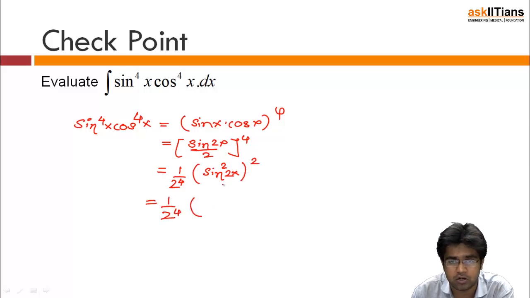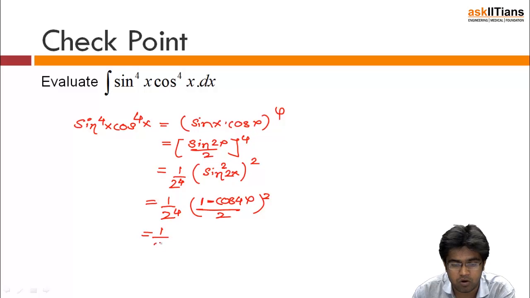Sin square 2x I can write in the cos double angle formula. That would be 1 minus cos 2x, which is already there. So this will become double angle, that means 4x, by 2 square. Okay, so this has become cos 4x. That means 1 upon 2 to the power 6. Now I have to open the bracket: 1 plus cos 4x square and then minus 2 cos 4x.